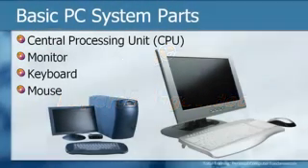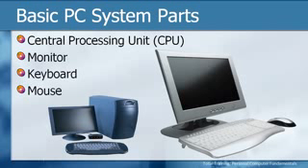So what are those basic PC system parts that we've been talking about? Again, there could be many of them, but we're going to keep it simple. In general, a PC system needs to have a central processing unit, or a CPU, a monitor, a keyboard, and a mouse. We're going to talk in depth about CPUs, keyboards, and mice. We're not going to talk much more about monitors.